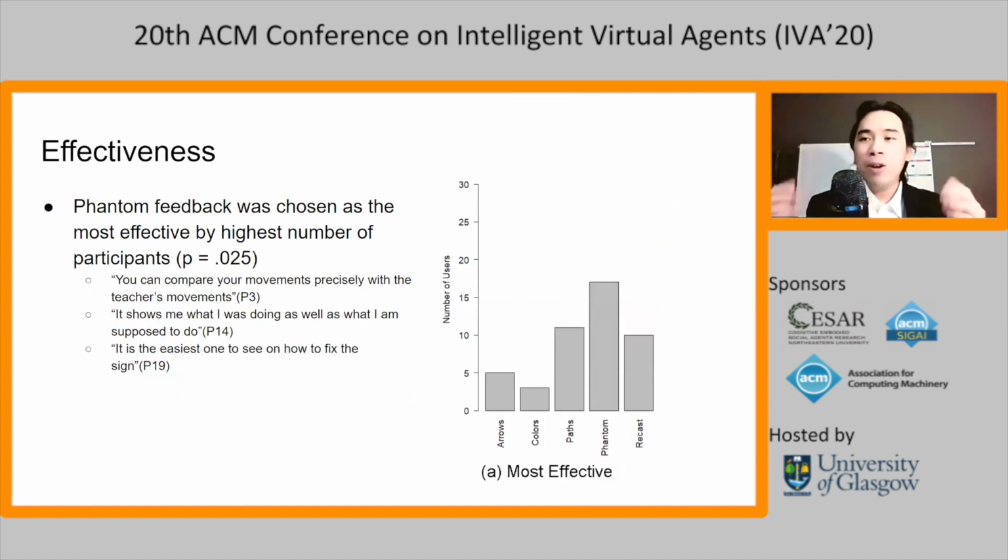Okay, let's have a look at the results of the effectiveness. Phantom feedback was chosen as the most effective by the highest number of participants. Some of the comments from the participants who made this decision are: you can compare your movements precisely with the teacher's movements; it shows me what I was doing as well as what I'm supposed to do; it is the easiest one to see how to fix the sign.